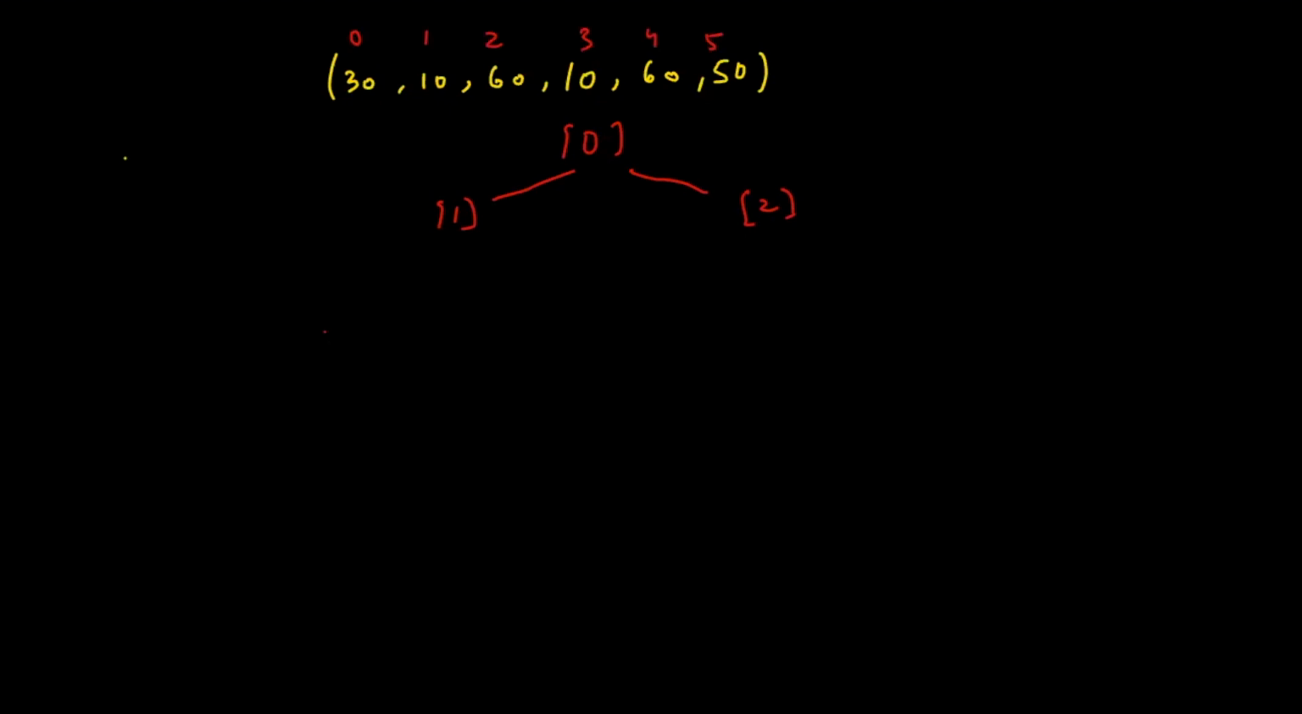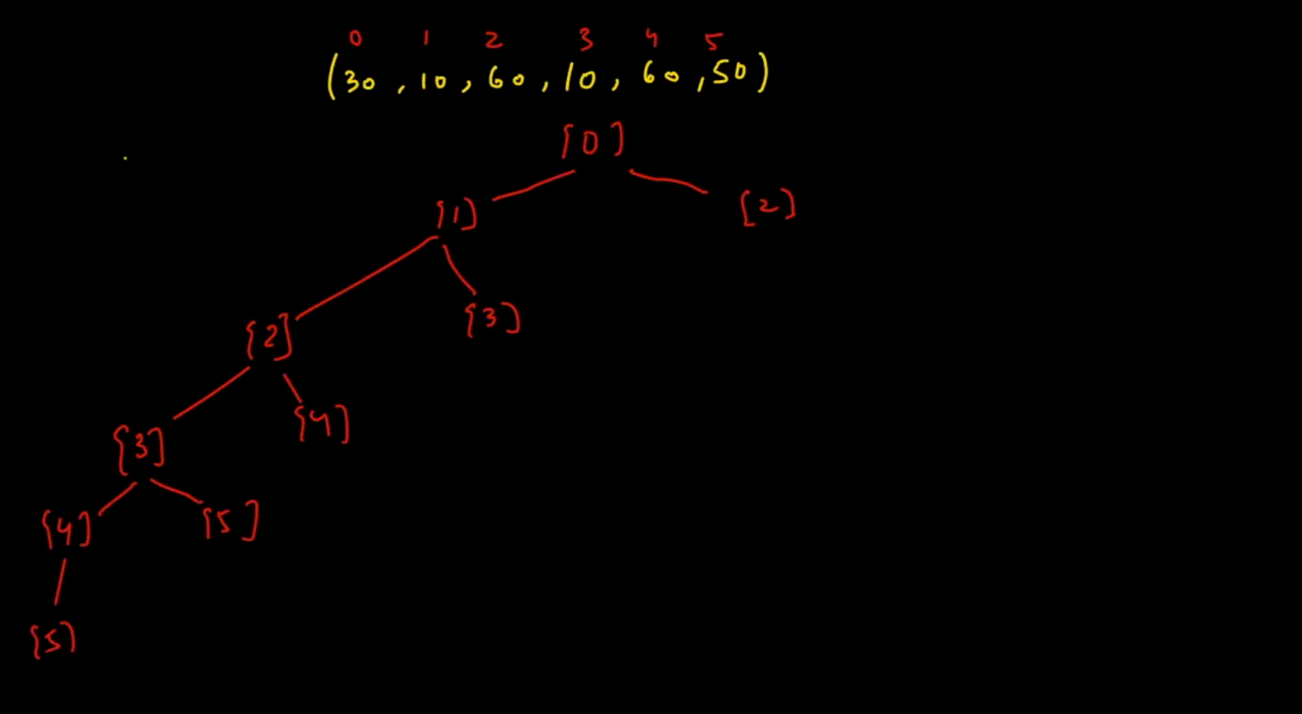From 1, where can you move? 1 can move to 2, and 1 can also move to 3. From 2, you can move to 3, and 2 can move to 4. From 3, 3 can move to 4, and 3 can directly move to 5. From 4, where can you move? Can it move to 6? No, that's not possible because our indexing starts at 0 and ends at 5. So if I'm at 4, I can only go to 5, not to 6.